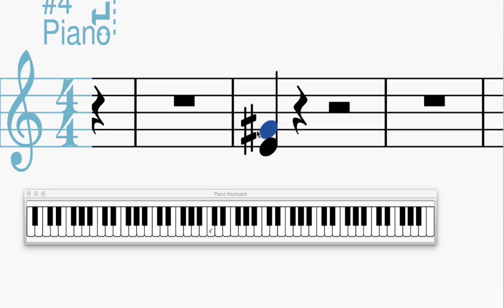We need to know what kind of third this is first. So let's figure it out. E to G sharp. So let's find it on our keyboard. Here's our E. So there's one whole step. There's another whole step. That gets us to G sharp. So two whole steps is a major third. So this is a major third.